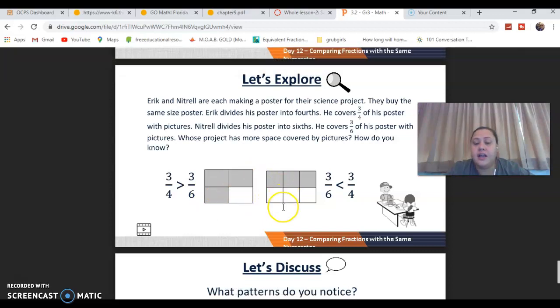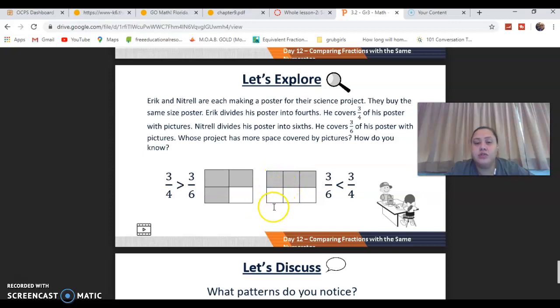Because Natrel cut his poster into more pieces, the more pieces, or the larger the denominator, the smaller the piece gets. So if we were to compare this to pizza, one slice out of Eric's pie is much larger than eating one slice out of Natrel's pie. And that's what we need to focus on today.